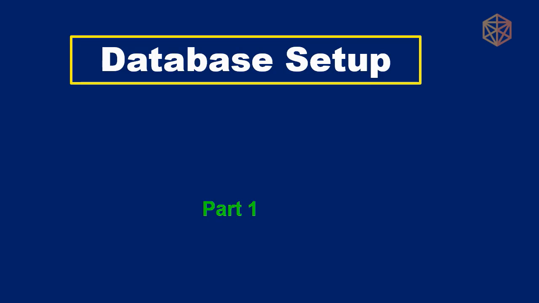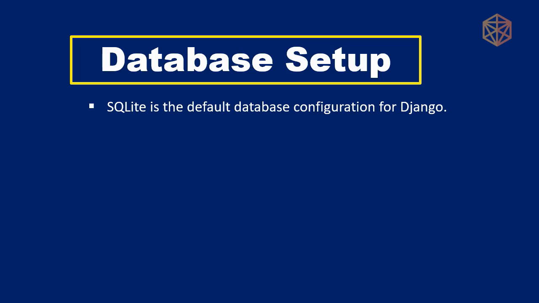Hello there. By default, Django comes pre-installed with a default database called SQLite. If you want to use the default database that Django has preset for you, there is nothing else for you to do in terms of configuration. Everything has already been set up for you.